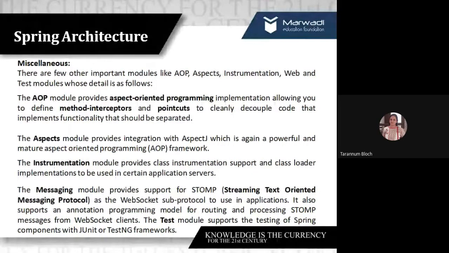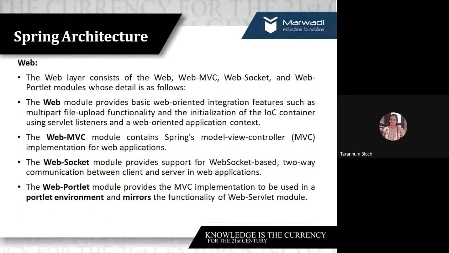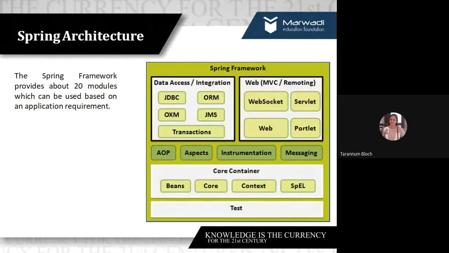Along with that, we have the last module. We are talking about the Spring modules right now, and if you look at the diagram, the last module is test. We talked about the core container, beans, core, context, and SpEL. Then we talked about the miscellaneous, AOP, aspects, instrumentation, and messaging. And look at the last one, which is test. Each and every software must have good testing. When you are testing a project, it will strengthen your project in terms of checking whether the implementation has been done as per the demand or not.